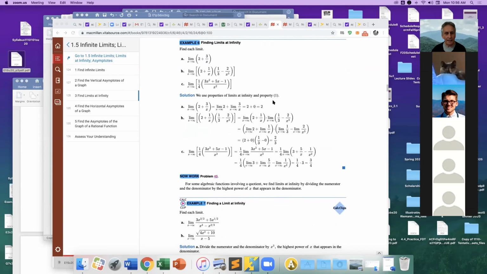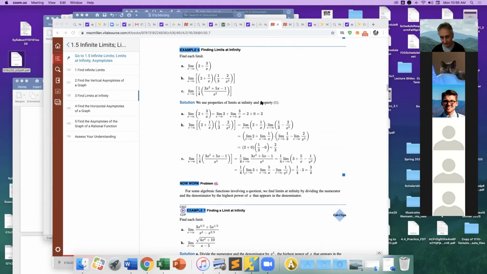Okay, kind of quickly here, let's look at this. They go through the examples on example 6. As X goes to infinity, notice what's happening here. We've got a constant. As X goes to infinity, that's not touching this. It's going to 2. But as X goes to infinity, this fraction right here is going to 0. So as a result, you end up with the limit of this is equal to the limit of 2, which is 2, and this is the limit of 3 over X, which is 0.